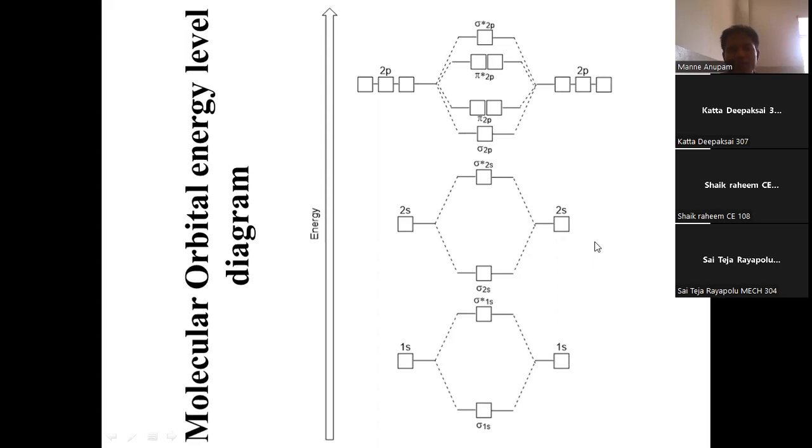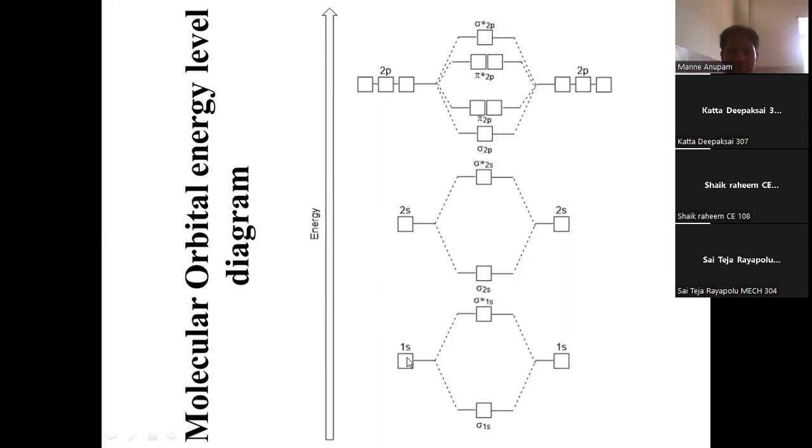how molecular orbitals are formed in molecules. Okay, so here in this slide, what we are seeing is an example of a molecular orbital energy level diagram. Okay, this is an example of a molecular orbital energy level diagram. What we are seeing here on this axis is nothing but energy. So this is increasing energy. 1s is lower energy, 2s is higher energy, and 2p is even higher energy.